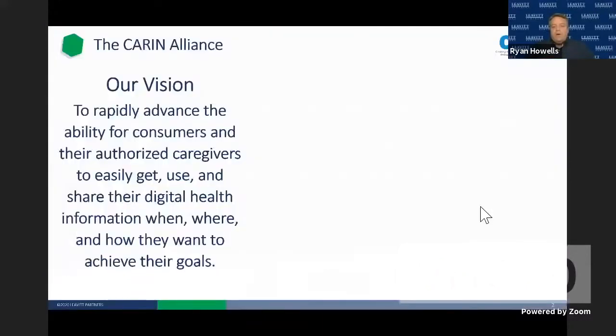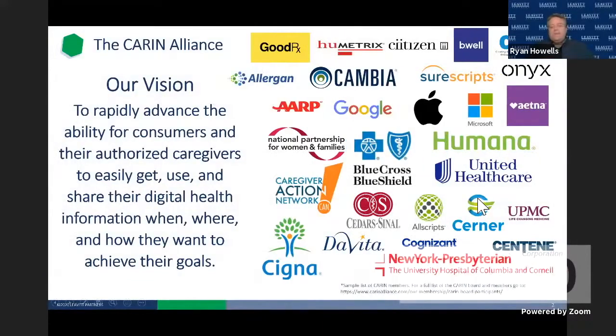So first, a little bit about who we are. We used to need to introduce ourselves. Now that we've been named in a final CMS regulation, we don't necessarily need to as much anymore, but just so you know, we are an alliance. I work for a company called Levitt Partners who formed this alliance with Anish Chopra and David Brailer, David Blumenthal, Governor Levitt about 4.5 years ago with the express purpose of finding ways where consumers and caregivers can easily get, use, and share their digital health information where, when, and how they want to achieve their goals.